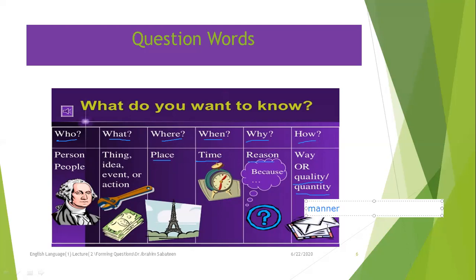For example, how do you come to school? Or how do you come to the university? Okay, do you see here? These are other WH words.